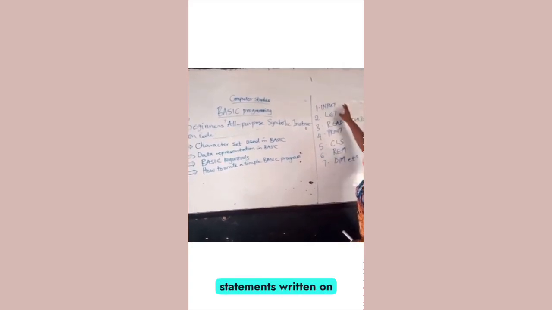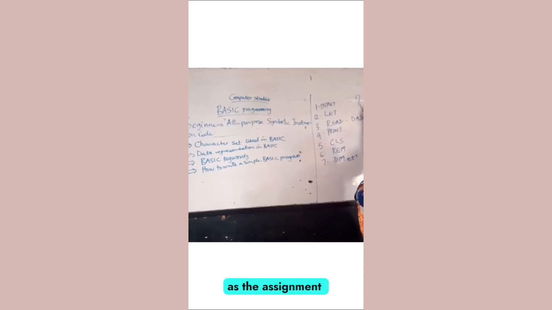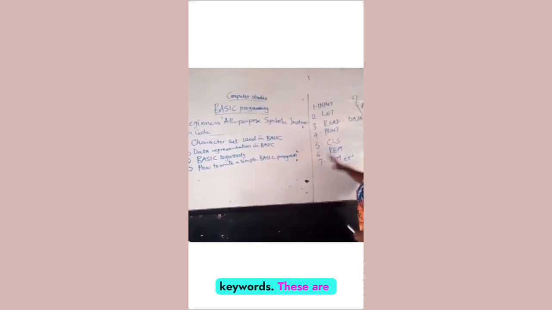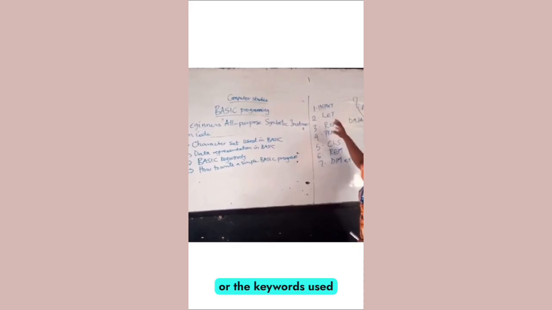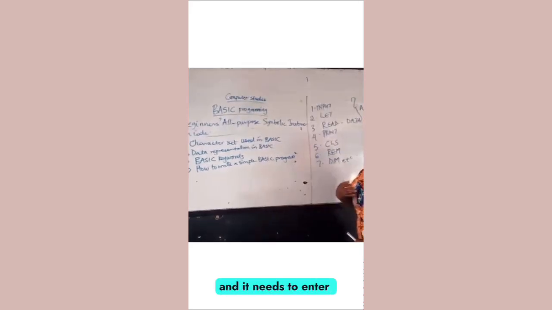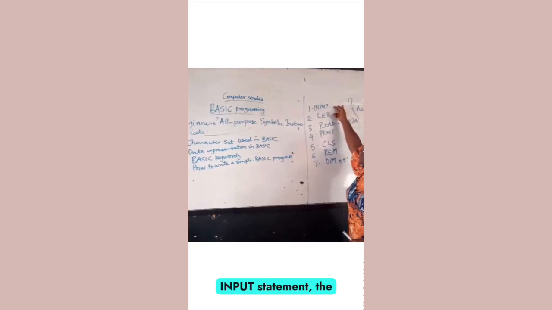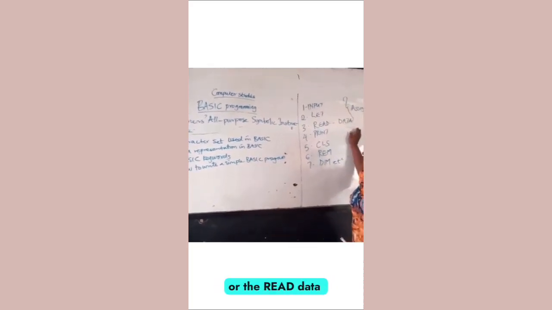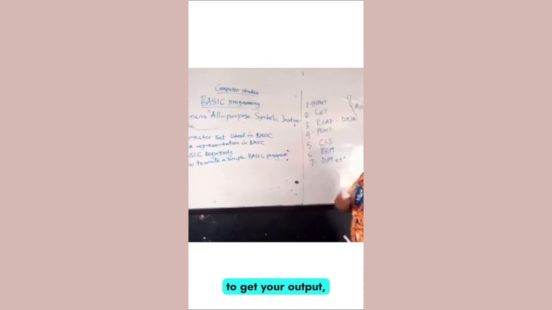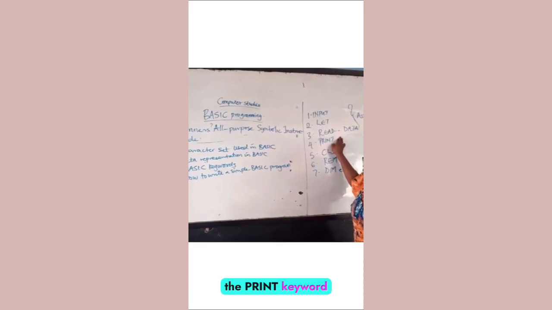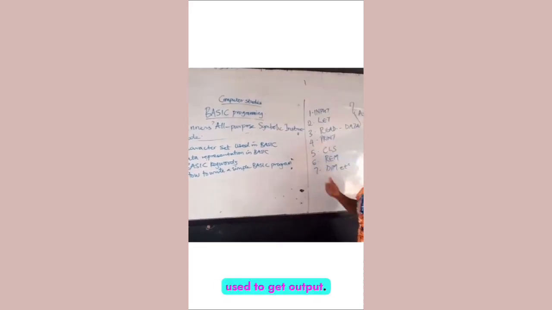Now, the first three statements written on the board are known as the assignment statements, or the assignment keywords. These are the statements or keywords used when writing a BASIC program and there is a need to enter data into the program. You either use the INPUT statement, the LET statement, or the READ DATA statement. Now, when you want to get your output, you want to get your result, you make use of the PRINT statement. So the PRINT keyword is used to get output.